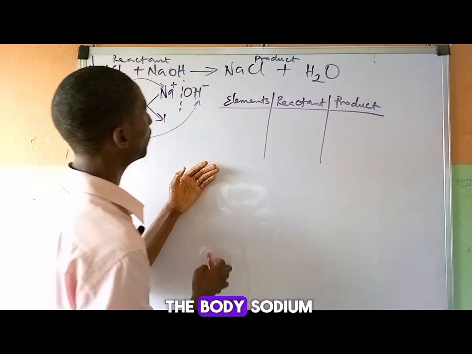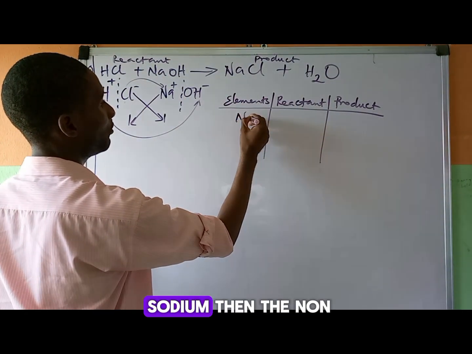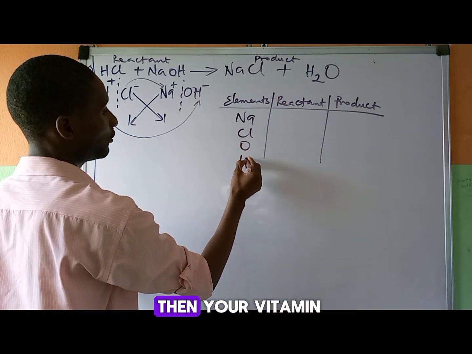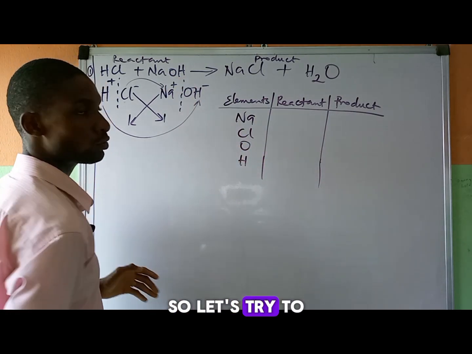So the metal on the board is sodium. So let's start with sodium. Then the non-metal is chlorine. Then you have oxygen. Then you have hydrogen. So let's try to balance this equation.